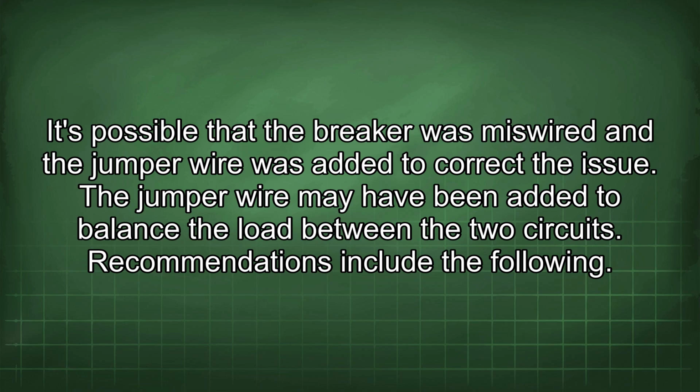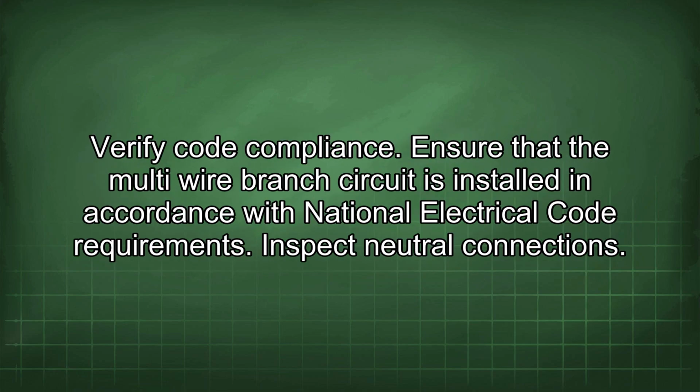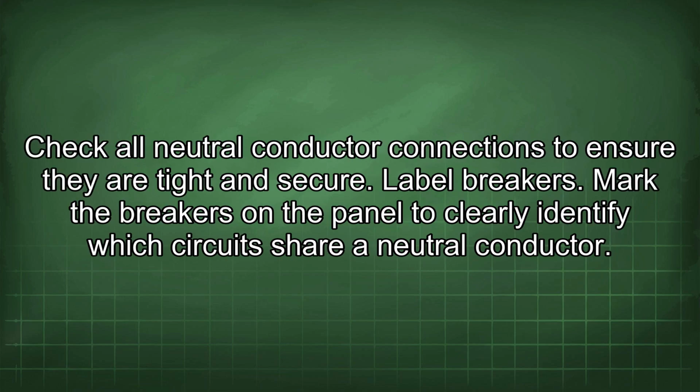Recommendations include the following. Verify code compliance. Ensure that the multi-wire branch circuit is installed in accordance with National Electrical Code requirements. Inspect neutral connections. Check all neutral conductor connections to ensure they are tight and secure. Label breakers. Mark the breakers on the panel to clearly identify which circuits share a neutral conductor.